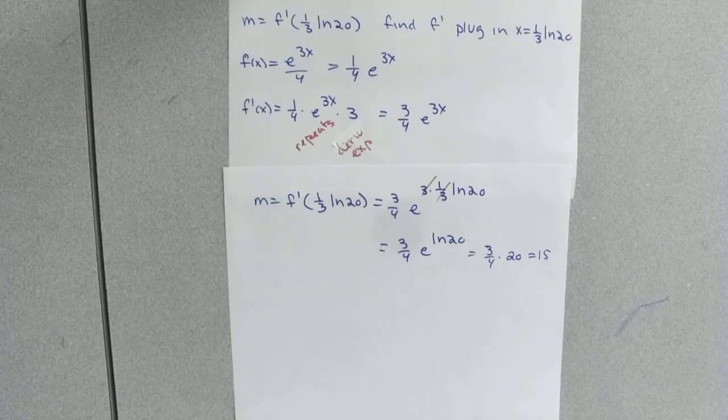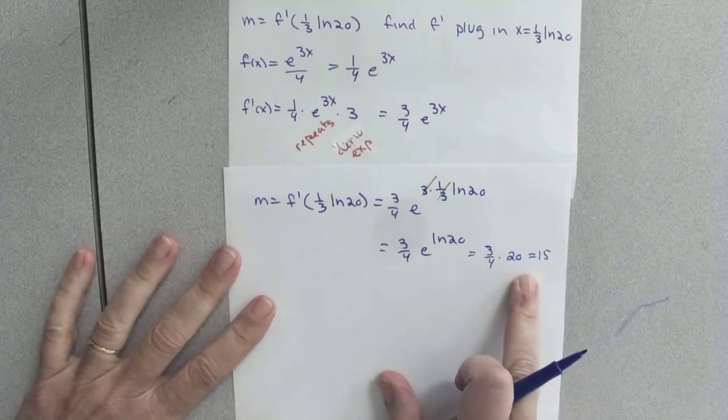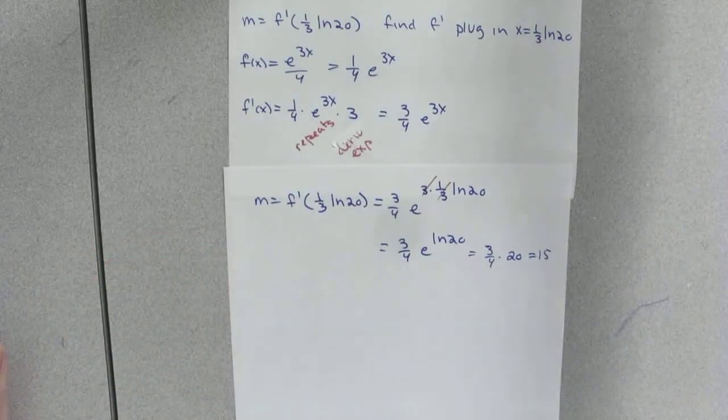So there are my calculations. We're going to end the video and pick up with the answer and then checking that answer, because this is one of the things I am going to be able to check. But there's my slope, 15. Ending this video.